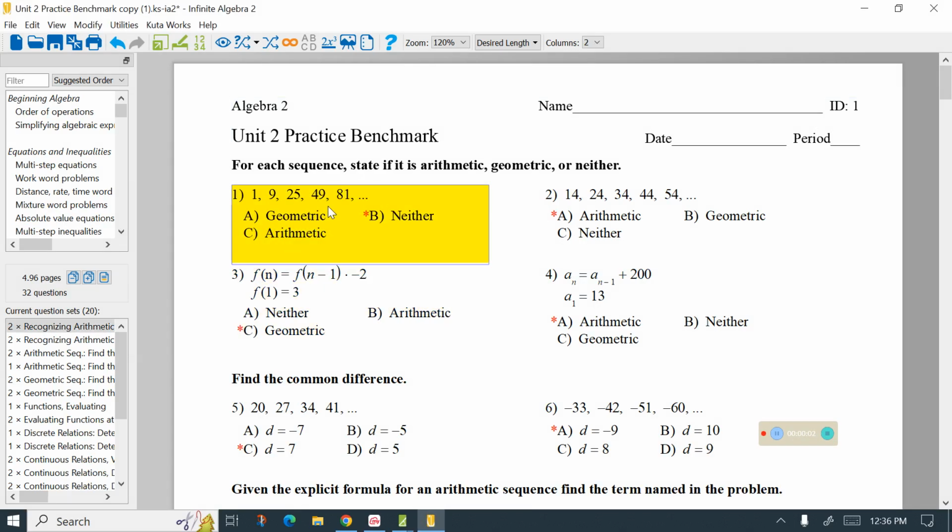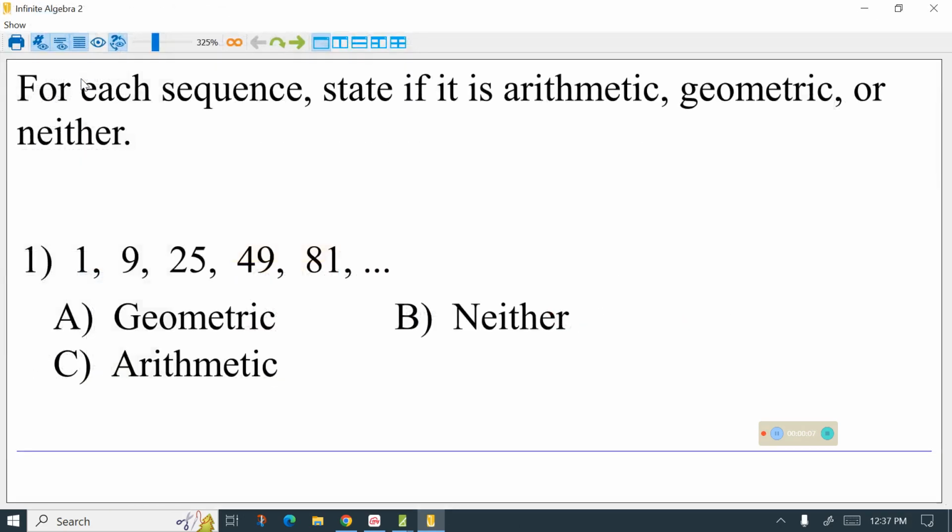So in this video, we're going to cover the Unit 2 practice benchmark to review for our test coming up. So go ahead and start right here with this document.